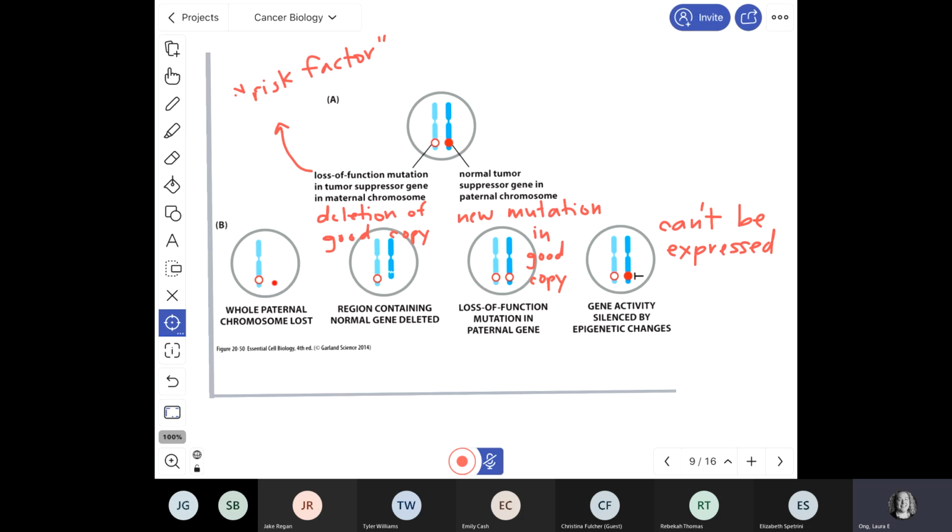And this is still a deletion of the good copy. It's just that it lost the whole chromosome it was on. These two really are the same thing. There's been a deletion of the good copy.